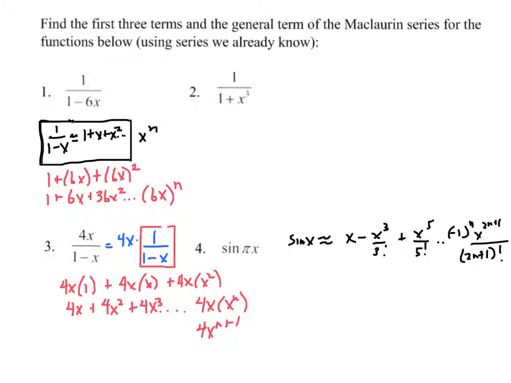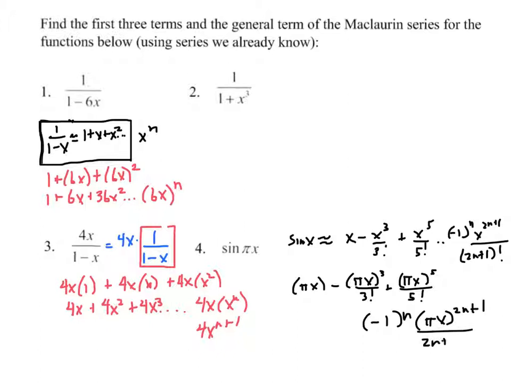Well, this isn't x, though. This is pi x. So every place I see an x, I'm going to write pi x. So pi x minus pi x cubed over 3 factorial plus pi x to the 5th over 5 factorial. And that's it. We could multiply it out, but we don't really need to. And my general term, well, I have negative 1 to the n. It's still alternating. Instead of x to the 2n plus 1, it's pi x to the 2n plus 1, still over 2n plus 1 factorial. So there's my general term.